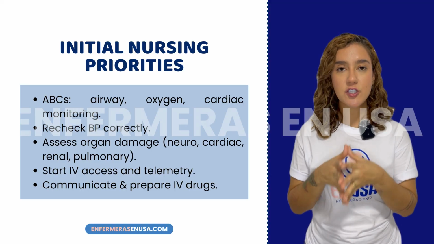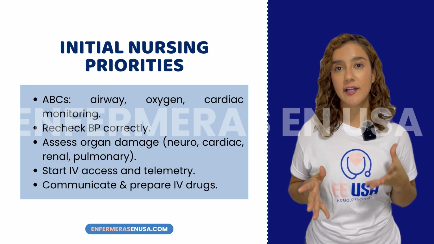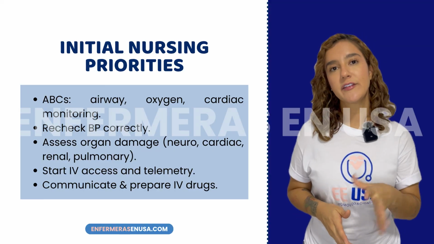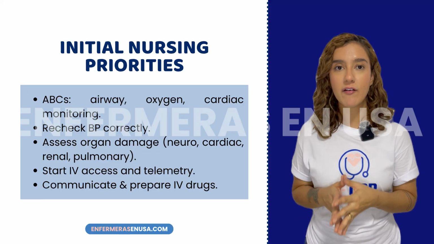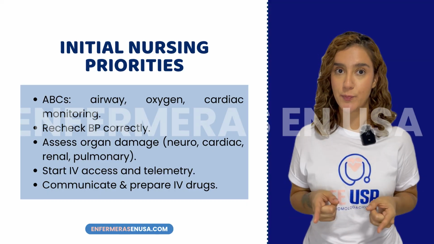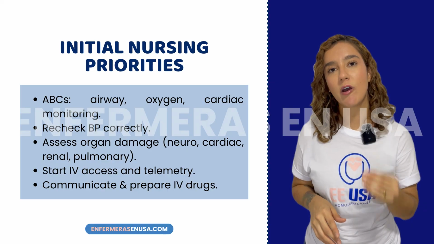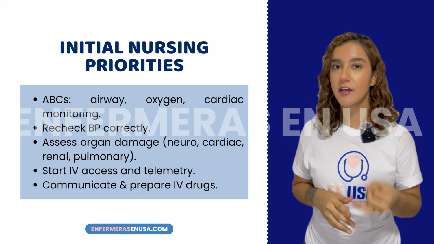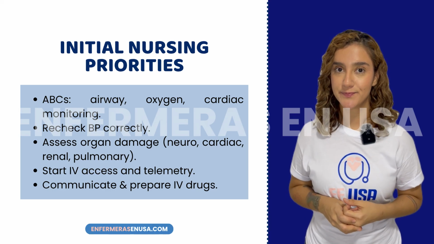Fourth, establish continuous monitoring, for example telemetry, and insert a large bore IV line. Fifth, communicate and collaborate. Notify the provider and prepare IV antihypertensive medication if an emergency is suspected. An NCLEX tip: the priority action is the one that prevents immediate damage: monitoring, notifying, and following orders.